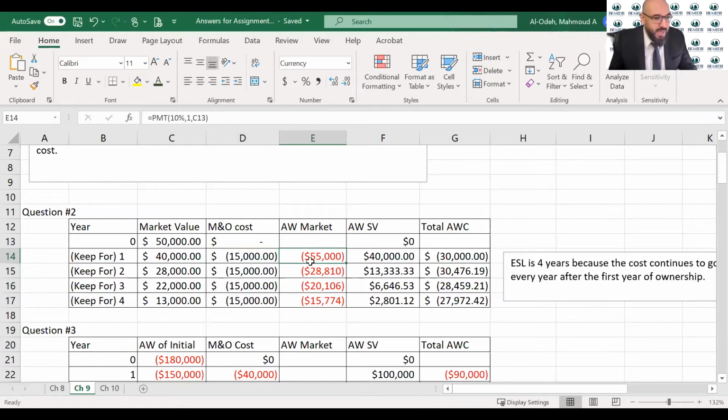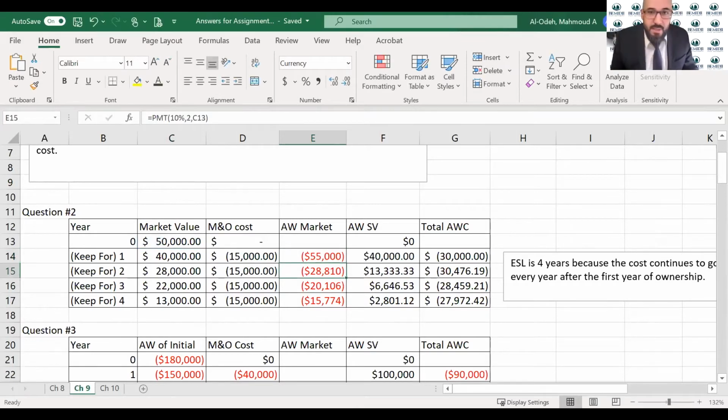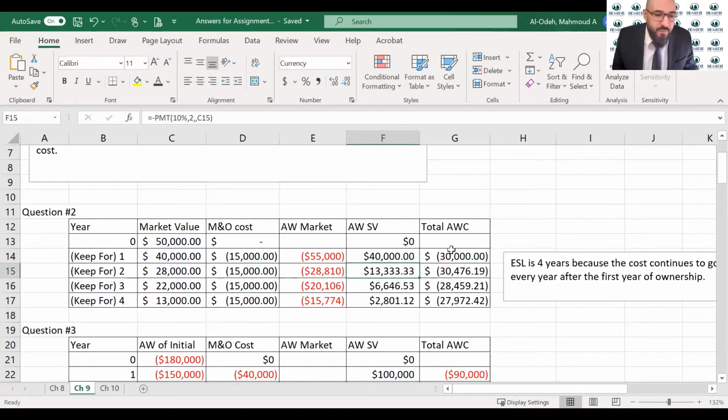So now imagine that you're going to keep this asset for 1 year, only for 1 year. The market value for 1 year is PMT 10% 1 year, and select the 50,000. That will give you 55,000 as the annual worth for that. And the salvage value, if we're going to keep it for 1 year, would be 40,000. PMT 10%, nothing for the PV, but we're going to use the 40,000 as the FV, and it's going to give you the same value, 40,000.